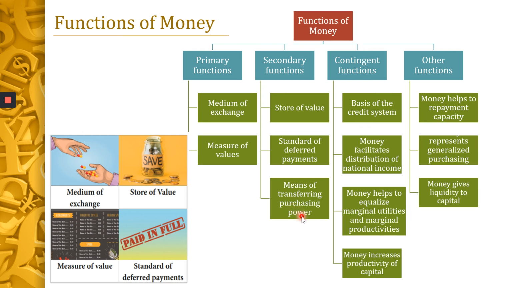Hope you understood this. In those days, it was difficult to purchase goods from outside, but nowadays it is easy. We can buy goods or a property from outside and easily transfer the money. This is called transferring of purchasing power. So these are the primary function and the secondary functions of money.